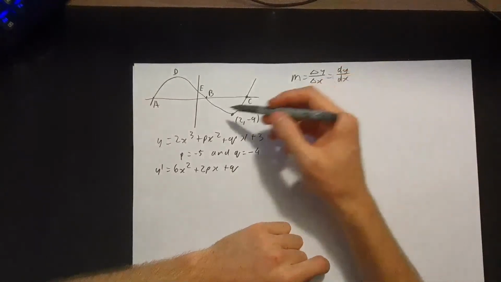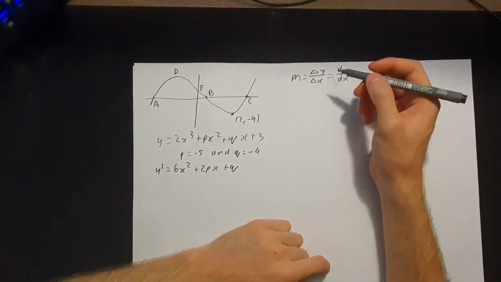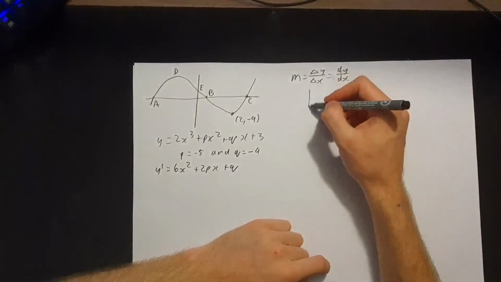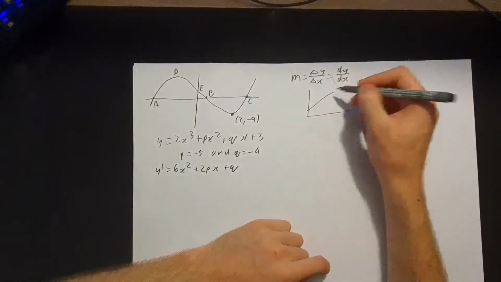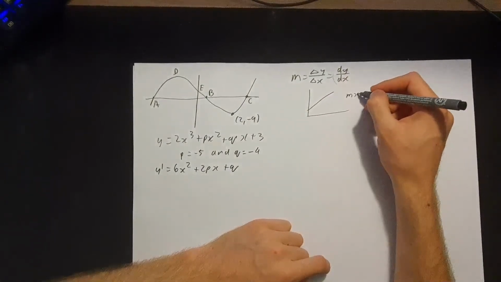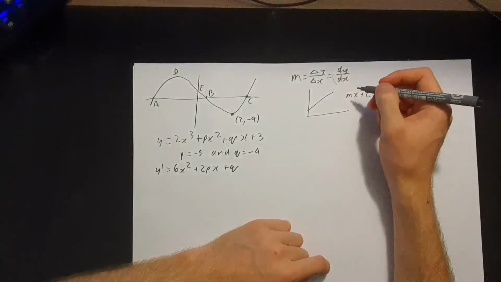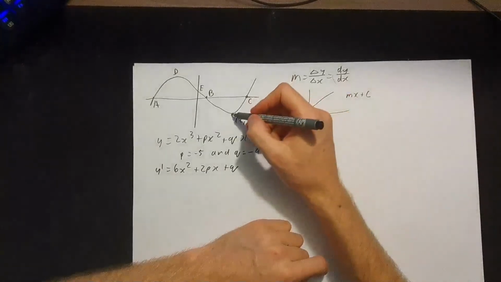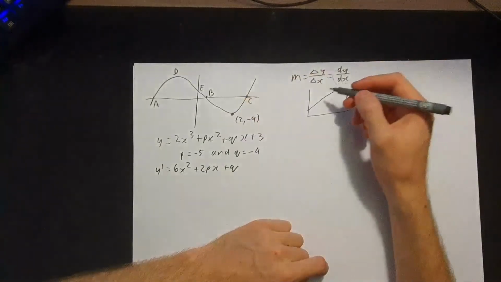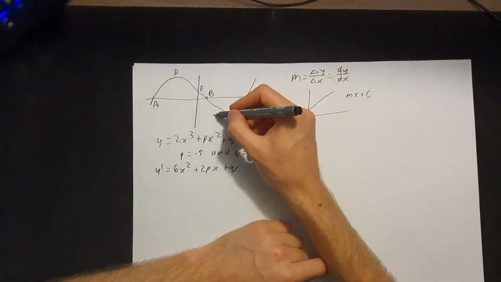Now, why is the gradient at a maximum or minimum always equal to 0? Well, let's have a look. If I have a function that looks like this, I'm going to have a positive gradient of m, so the function is going to be mx plus c. But if I take the gradient at this point over here, it's always going to be a tangent to that point. Okay, so a tangent only touches once.